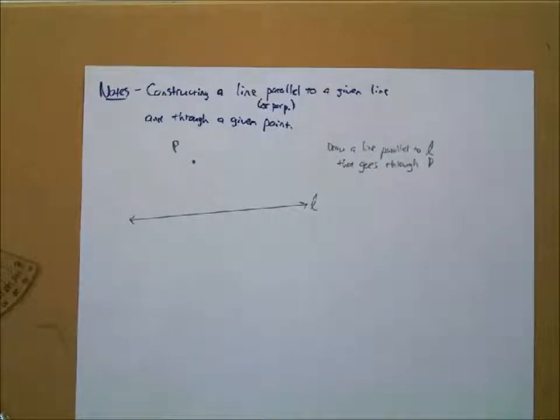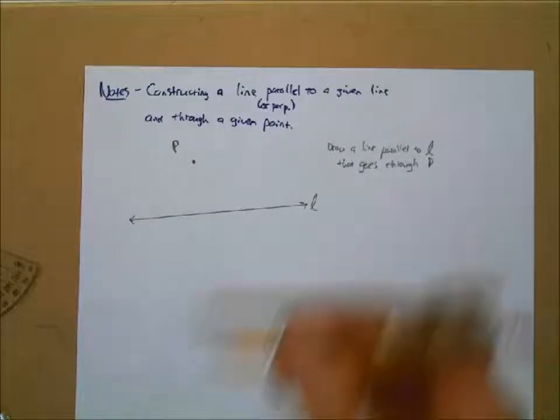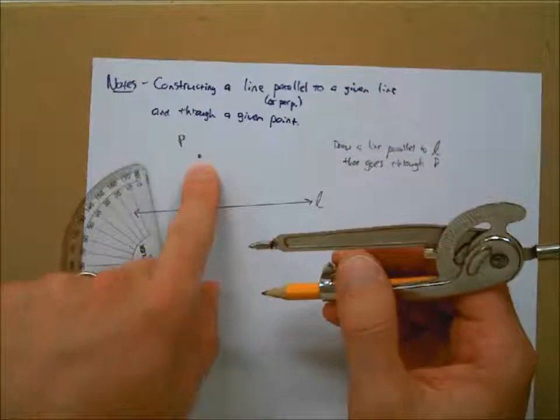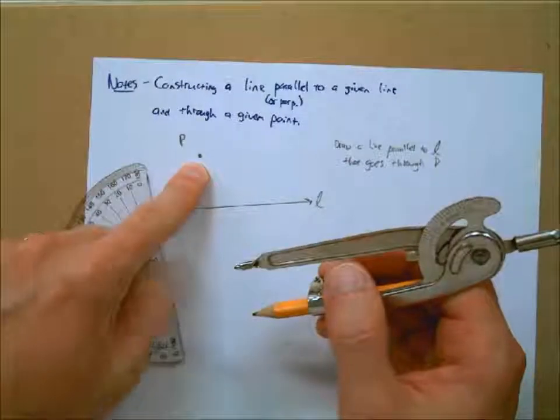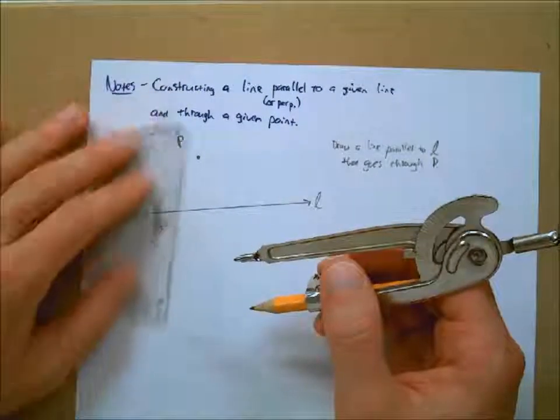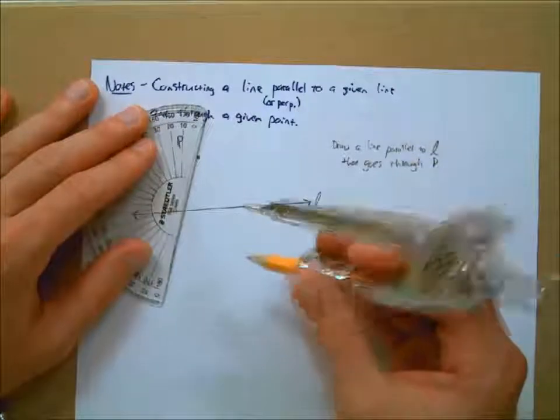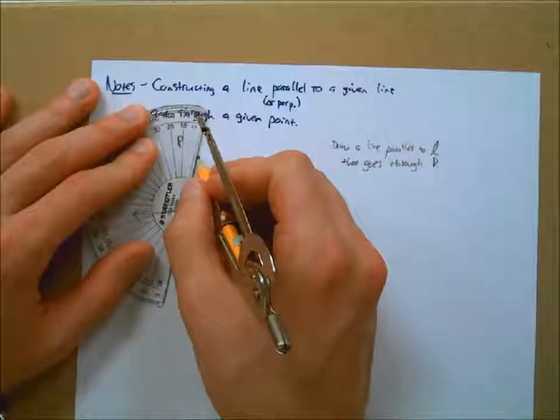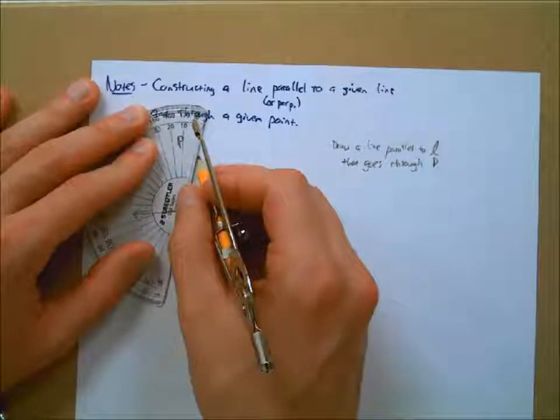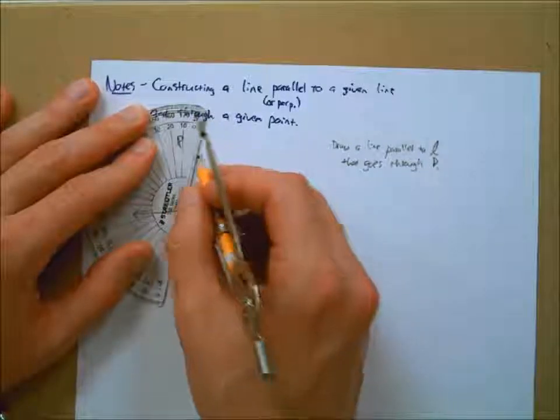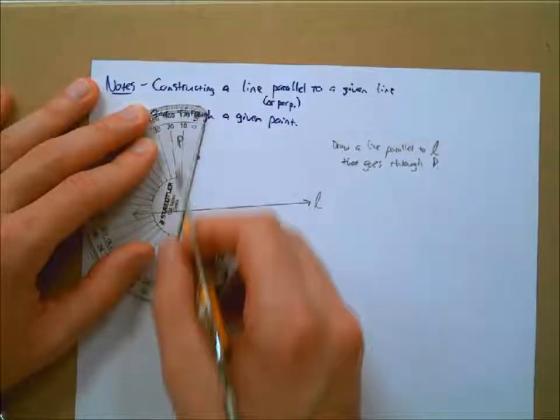So, I'm going to show you the steps. And then we'll kind of stop and discuss why it works. First thing we're going to do is take our point P and our straight edge here, and we're just going to draw another line that goes through P and intersects our line L. So, something like this.